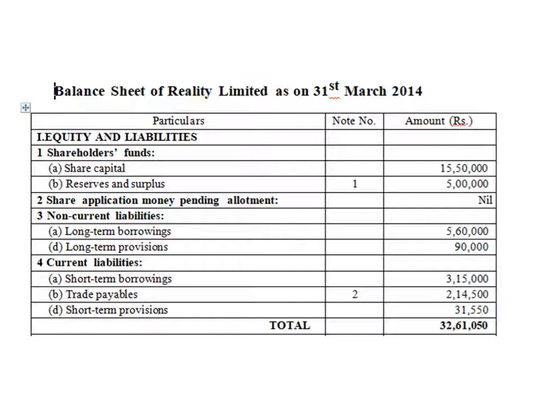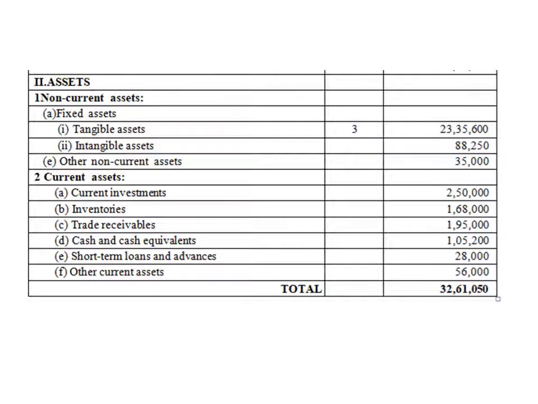This is how the equity side of the balance sheet appears, and this is how the asset side of the balance sheet will appear, and our total will match, that is 32,61,050 rupees.